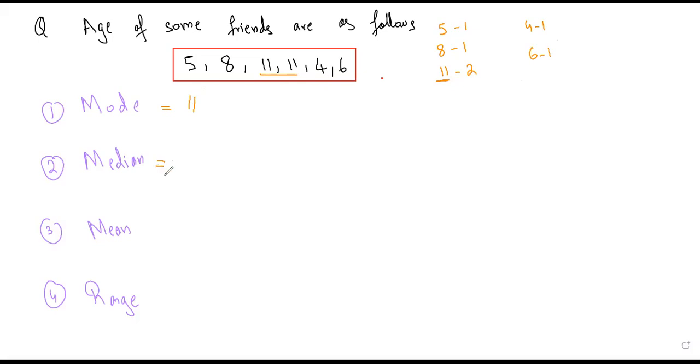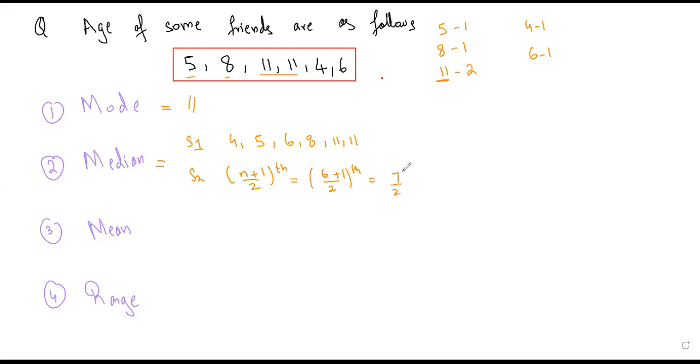Okay, let's talk about the median. Again, as I told you earlier, median has 2 steps only. Step 1 is to arrange the data in ascending order, and step 2 is to find the middle term. Let's do step 1. It would be 4, 5, 6, 8, 11, 11. I have 1, 2, 3, 4, 5, 6 terms. The formula, this is step number 2, please pay attention: (N plus 1) over 2. This term would be the middle term. N is 6, plus 1, by 2.